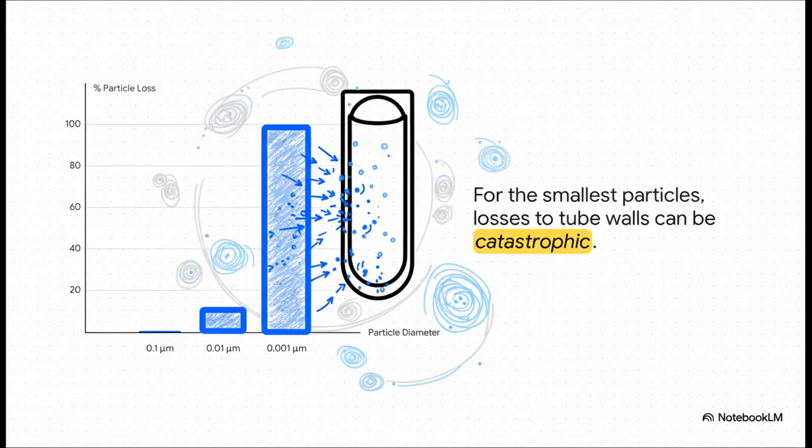And here's why you, as a researcher, have to care about this. This isn't just theory. If you're trying to sample aerosols through a tube, look what happens. For the tiniest 0.001 micron particles, you lose almost 98% of your sample to the tube walls. They never even make it to your instrument. If you don't account for that, it is a catastrophic experimental error.